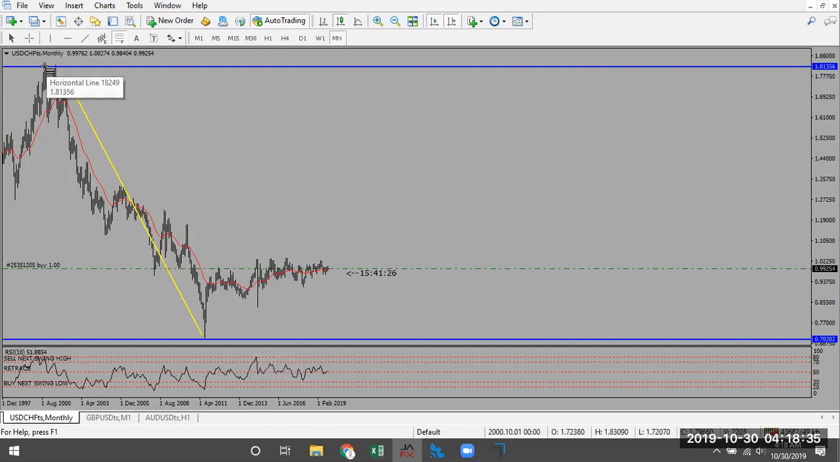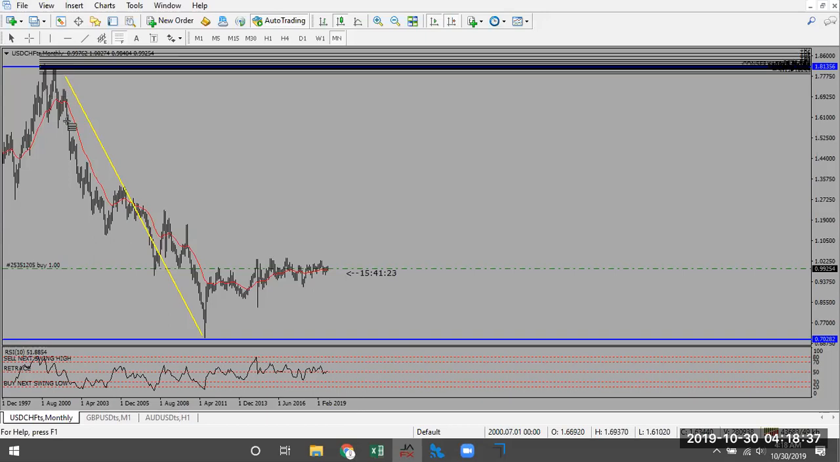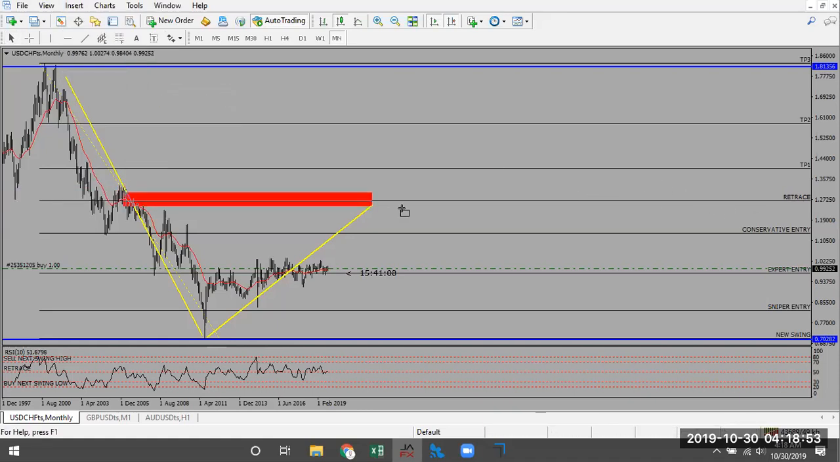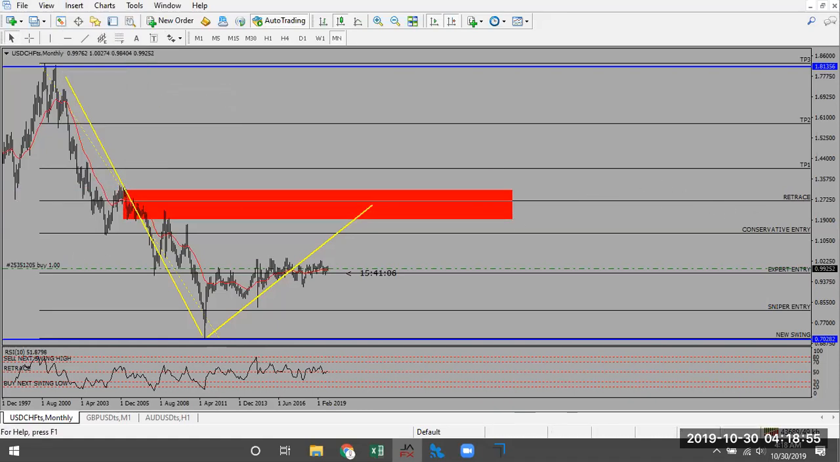So if we just look at a glance, pull our custom Fibonacci out and go from high to low, we can see we're clearly at the expert entry position. So we're at least heading to right here on a monthly basis, okay? That's how it appears at this point.